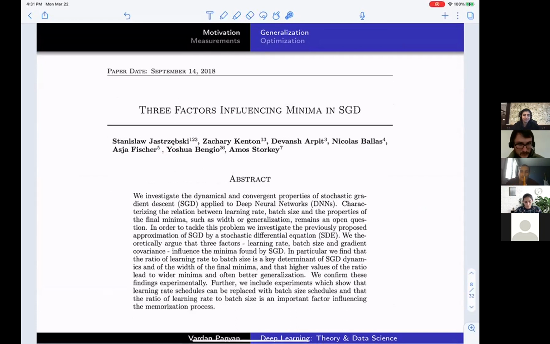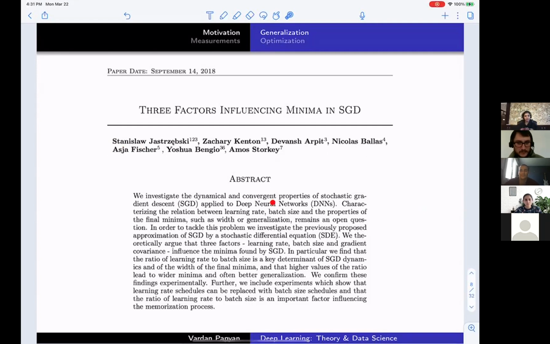Does anyone know how to pronounce this? Jastrzębski. No. Surely there's a person here who can pronounce it. I know, Stanislav. That's easy.